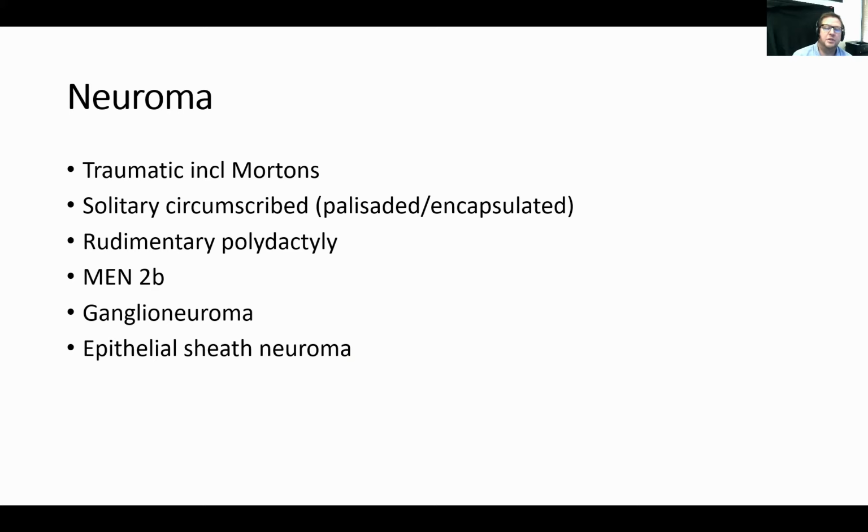Ganglioneuromas, good name because you get ganglion, and I'll show you a picture later. And then epithelial sheath neuroma, also a good name because you have epithelium and you have neural. So if we go on to the traumatic, the concept here is it is in general associated with trauma, and you see a nerve component and you see scar or fibrosis with it.